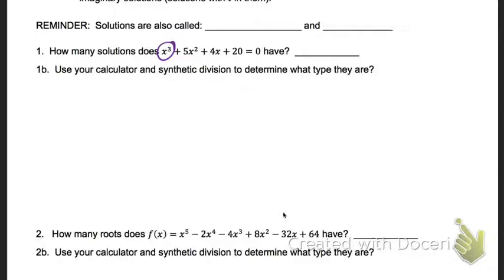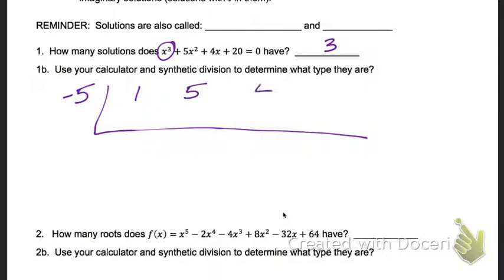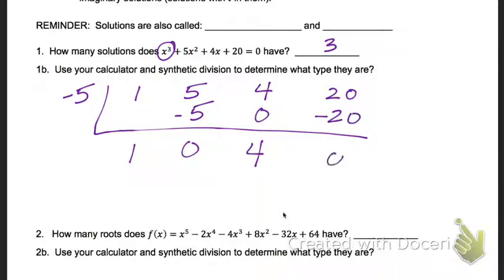X cubed. 3 solutions. You found one at -5. So let's do synthetic division on -5. What are the coefficients that go across? 1, 5, 4, 20. Good. So you should get 1, 0, 4, 0. Are we good at that?